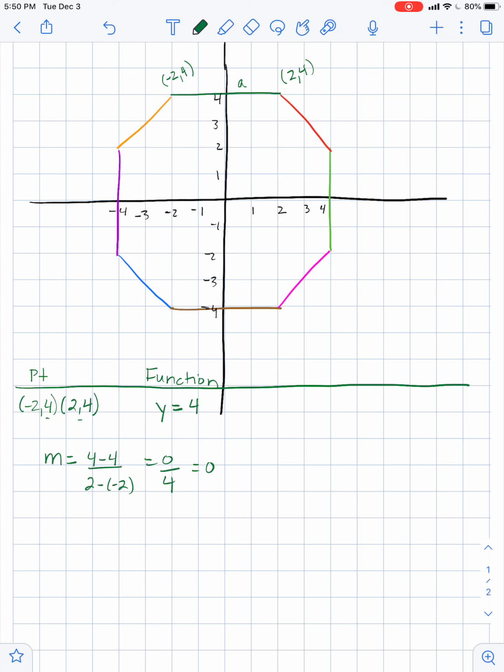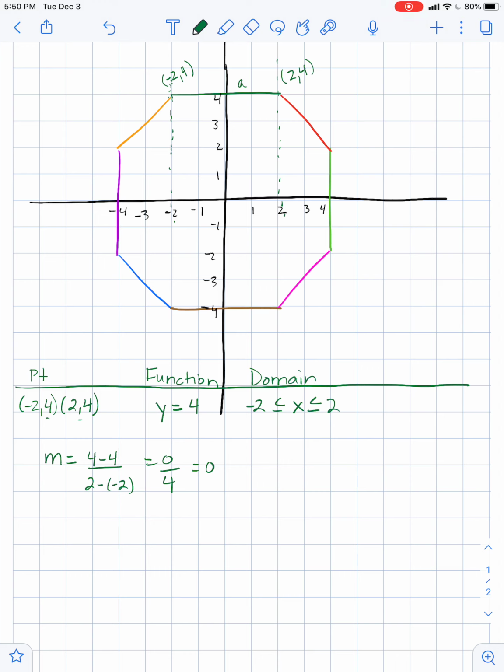Now, the part that some of you said you were having trouble with was the domain restrictions. If you look at this one in terms of the green, I'm going to make little dots here, and you'll see it goes from a negative 2 to 2. And so that is what I'm going to write as my domain.